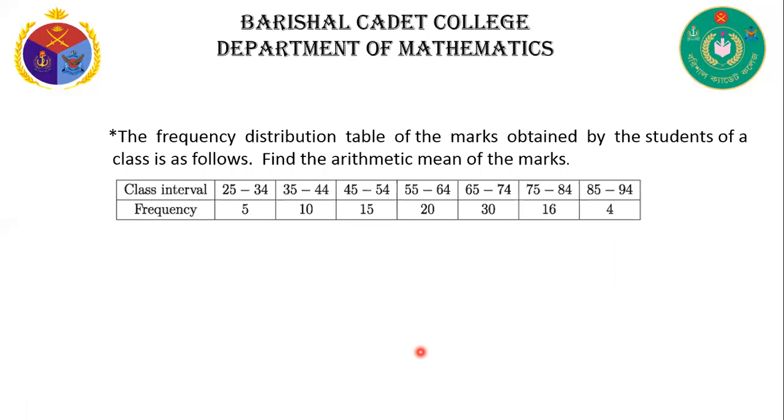Now let us try to solve some questions, and it will be more clear to you how to find the mean. Here the frequency distribution table of the marks obtained by the students of a class is given. Find the arithmetic mean of the marks. Class interval 25 to 34, frequency 5; 35 to 44, frequency 10; 45 to 54, frequency 15; 55 to 64, frequency 20; 65 to 74, frequency 30; 75 to 84, frequency 16; 85 to 94, frequency 4. This is our given question.